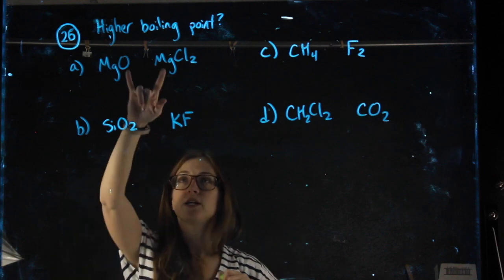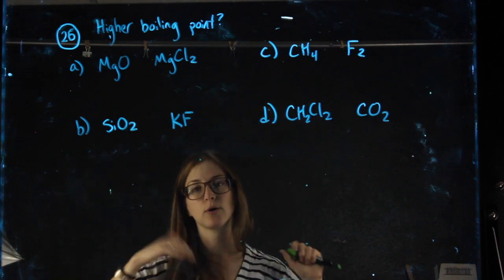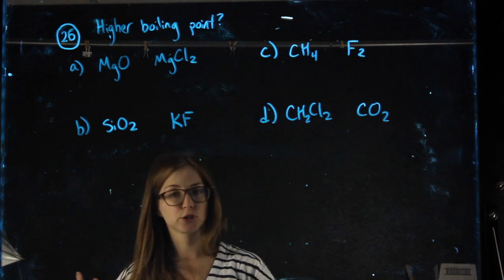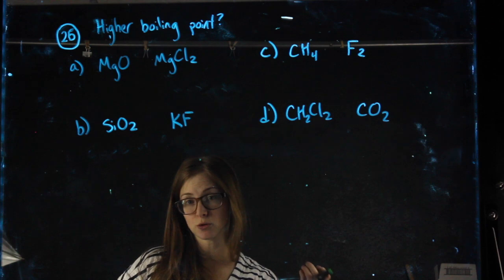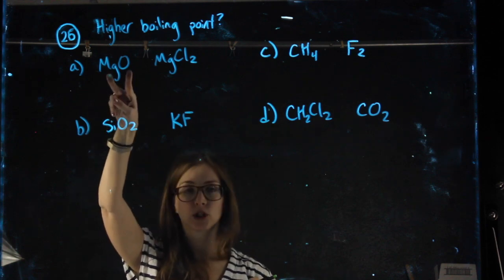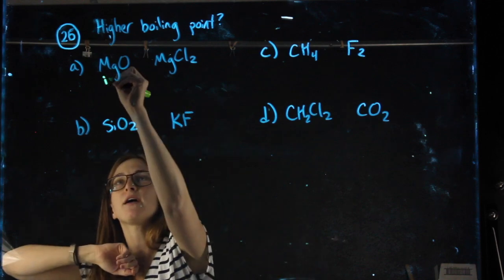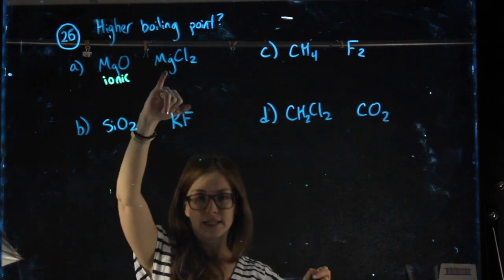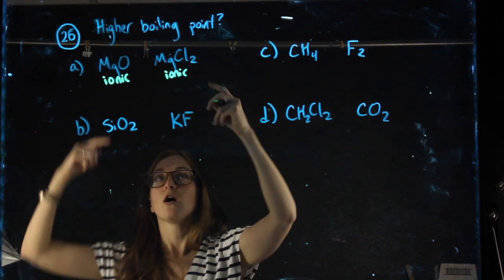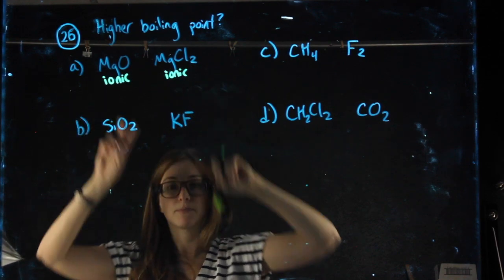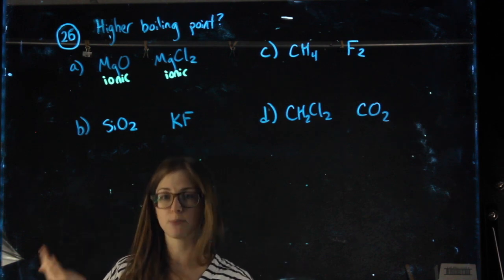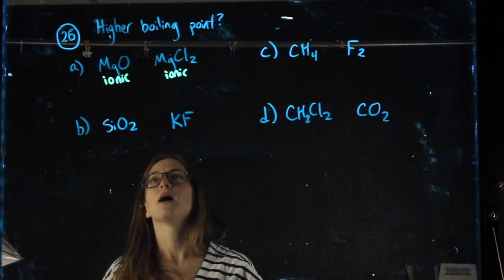In order to pick within each pair which one has a higher boiling point, we need to start by classifying the molecule. So oftentimes that means looking at first, do we have metals only, nonmetals only, or a combination of the two. Magnesium's a metal, oxygen's a nonmetal, so this is ionic. Magnesium's a metal, chlorine's a nonmetal, so this is also ionic. That by itself didn't help us, but to compare two ionics, we're going to look at charge, and if charge doesn't help us, then we'll look at size.